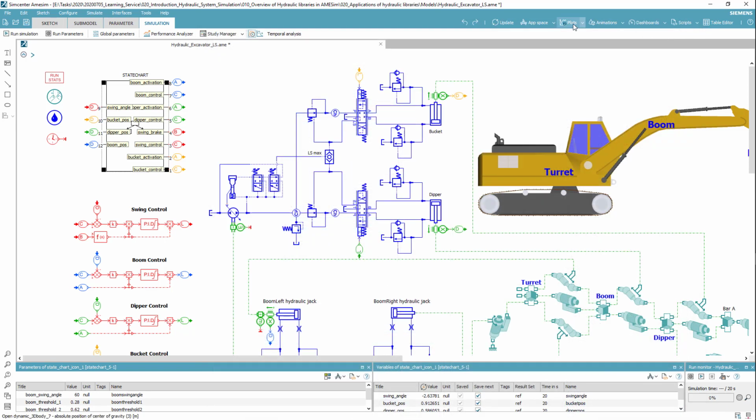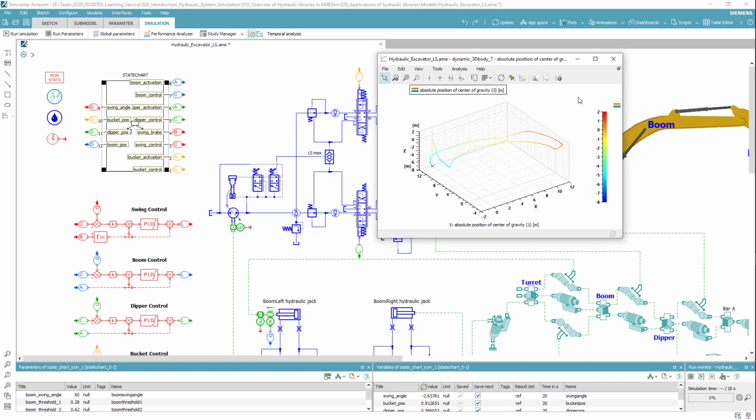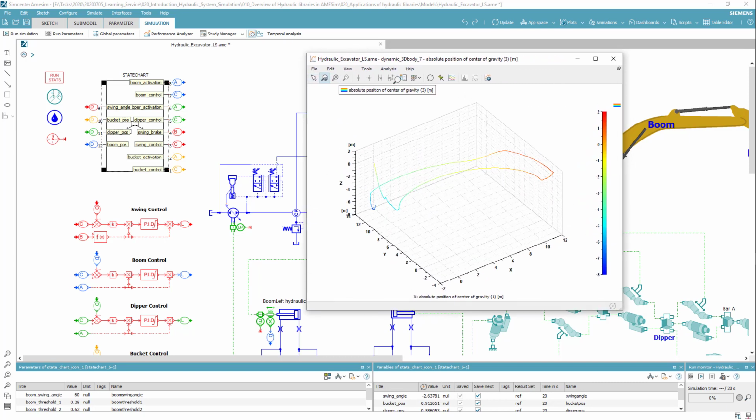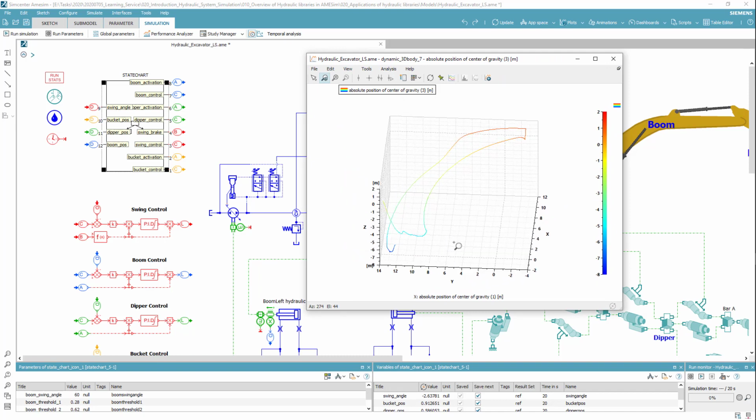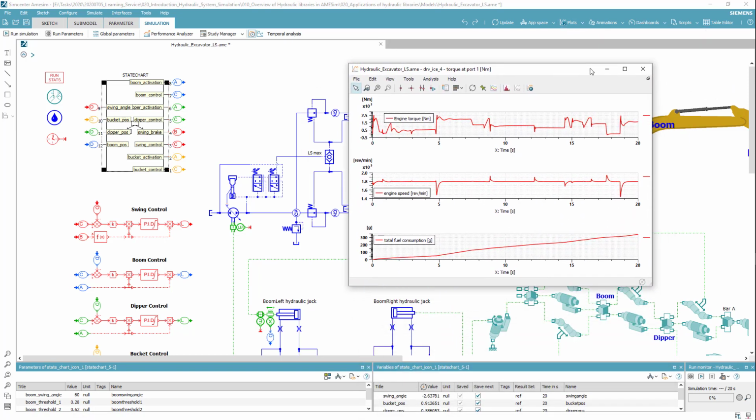Now let's check the results of this bucket movement. From this plot, you can see the trajectory of the bucket movement when the excavator is performing one complete digging cycle. And you can have the simulation results such as engine speed and engine torque during the entire digging cycle, as well as this interesting and important model output, the total fuel consumption. This is also an important factor to analyze the excavator performance.